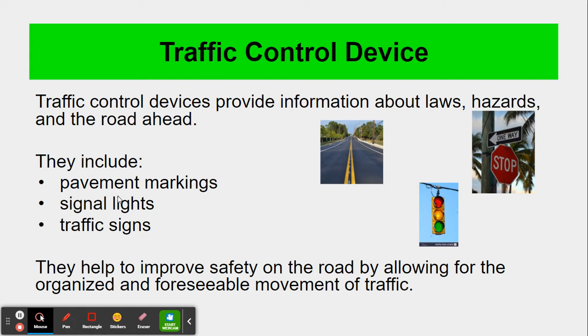Okay, so let's get started with our different signs, signals, and pavement markings here. So traffic control devices provide information about laws, hazards, and the roadway. They include pavement markings, signal lights, and traffic signs. They help to improve the safety on the road by allowing for the organized and foreseeable movement of traffic. Basically they organize us in a predictable way so that we can apply rules and move about safely and efficiently.